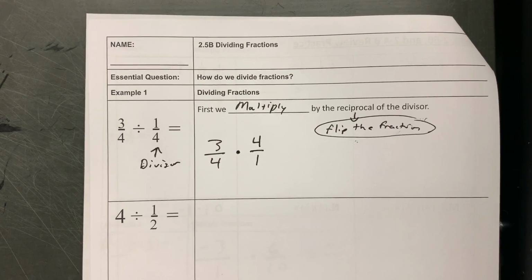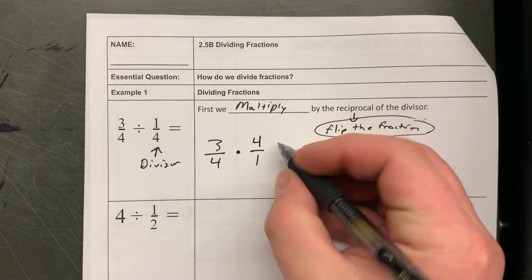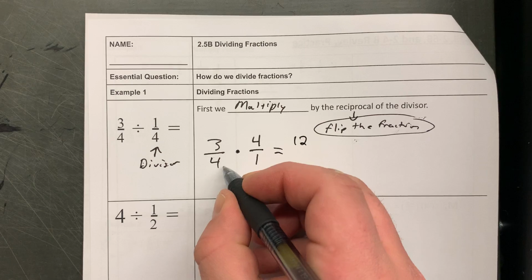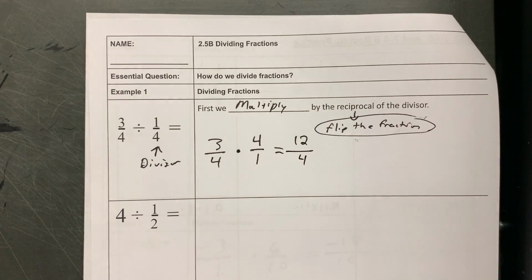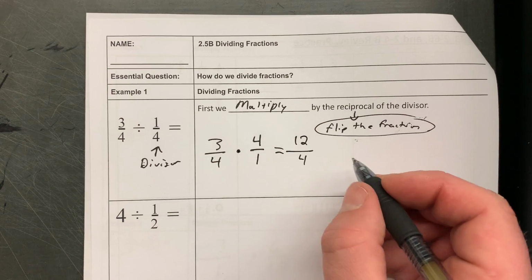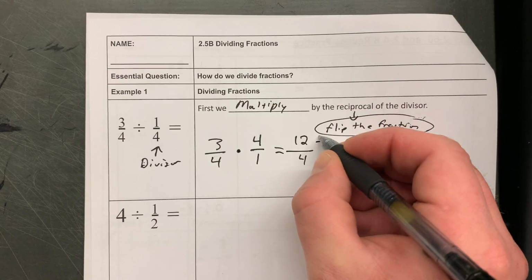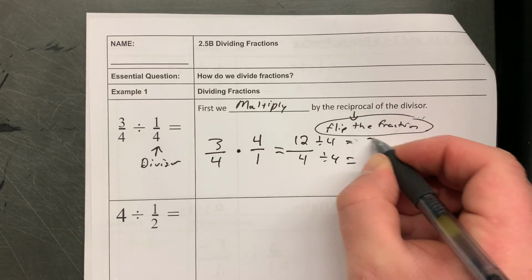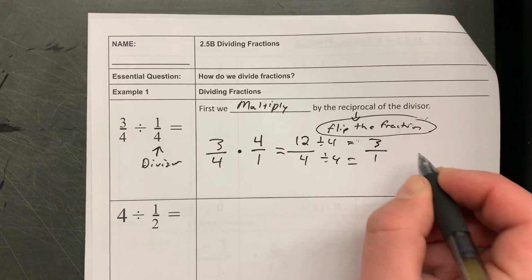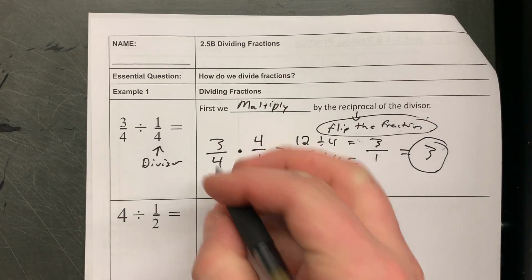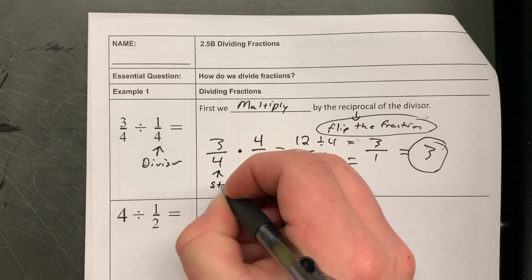Now I can just multiply it and go straight across the top, straight across the bottom. 3 times 4 gives me 12. 4 times 1 gives me 4. 12 divided by 4. I know that I can just divide each one by 4 there, since they're both divisible by 4. And I get 3/1. 3 divided by 1 is still just going to give me 3 wholes. Remember that this one needs to stay the same.